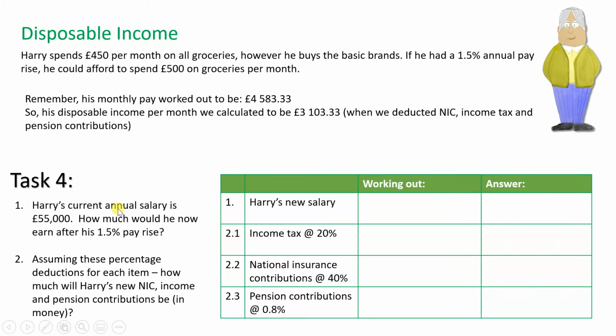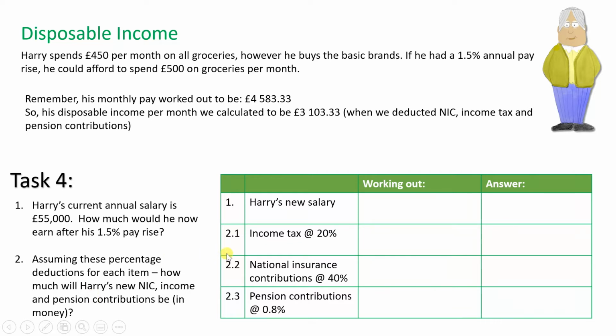Harry's current salary is £55,000. How much would he now earn after his 1.5% pay rise? So question 1 on the table, you need to find out his new annual salary. The suggestion is find out 1%. So you divide by 100, and then when you've got the 1%, you can then halve it. So you've got the 0.5%, and then add the two numbers together.